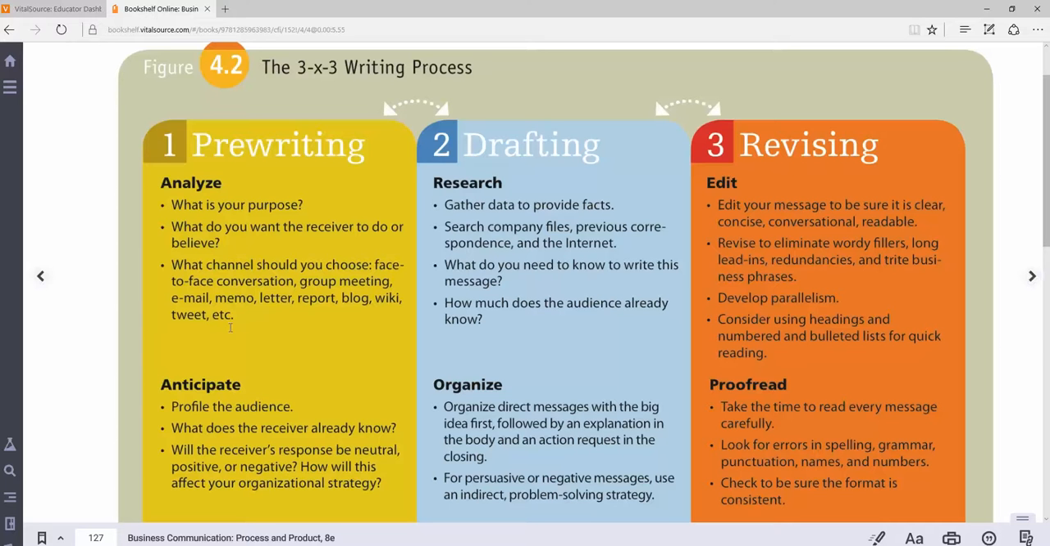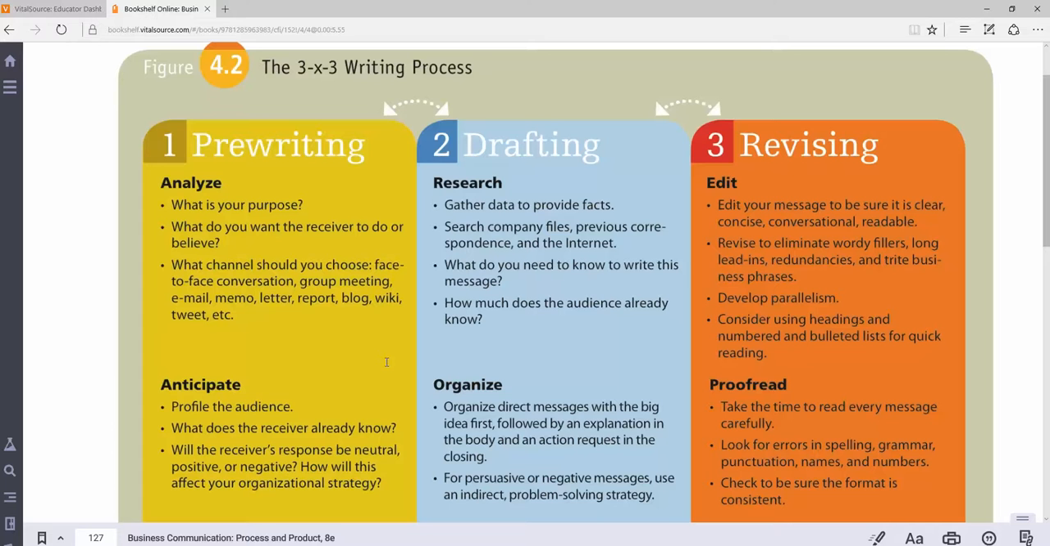Okay, so the first step is pre-writing. In your pre-writing, you're going to analyze what is your purpose, what do you want the receiver to do or to believe, and what channel are you using? Remember how you're going to get it there. Then you have to anticipate the audience. What kind of audience are they? All business people? Or is it men and women? Do all of them have PhDs and are they businessmen, or are they students like you? Which means they have a different frame of reference.